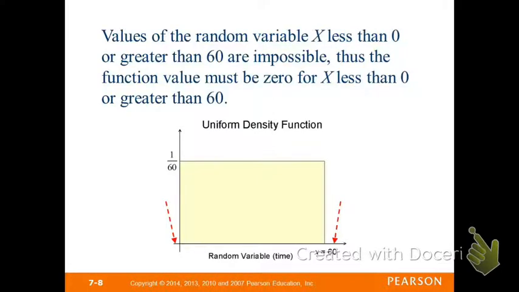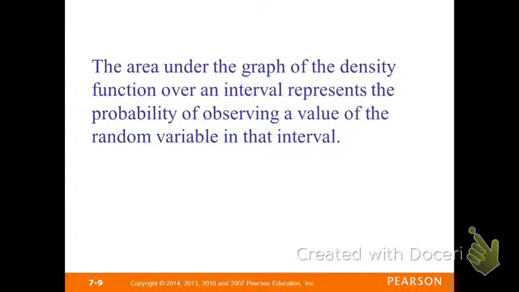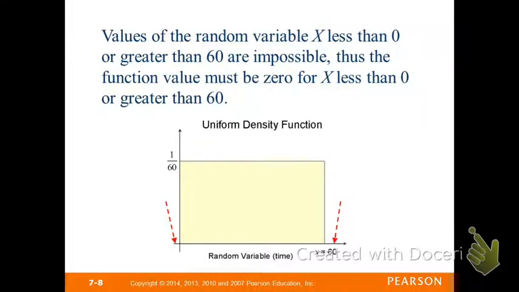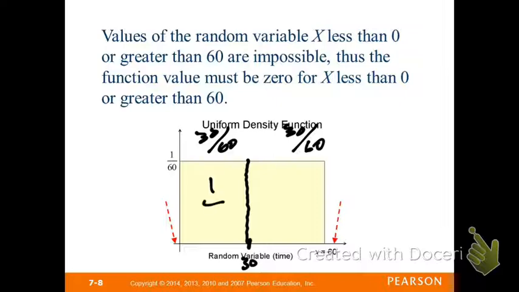Okay, so the area under the graph of the density function over an interval is going to represent the probability of observing a value of the random variable in that interval. Now this just makes sense, right? Because if we talk about the probability of it arriving, let's say if we cut this in half, 30 minutes, the probability of it arriving over here in the first 30 minutes is 30 out of 60. The probability of it arriving over here in the second 30 minutes is 30 out of 60. Both of those are equal to 1/2, and that is the area of the curve as well.